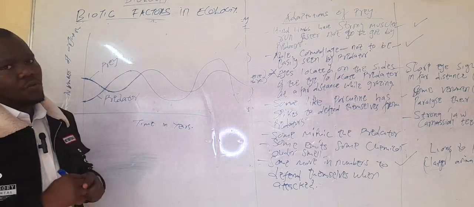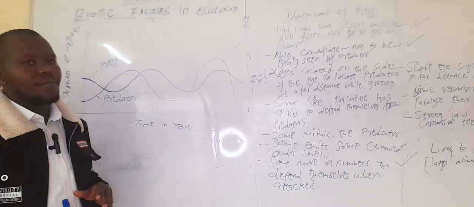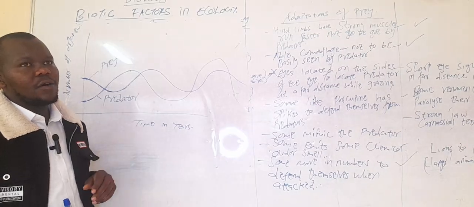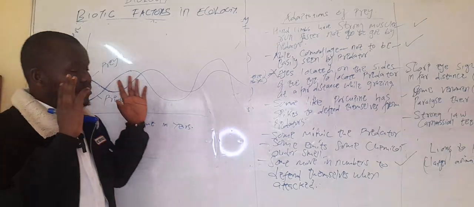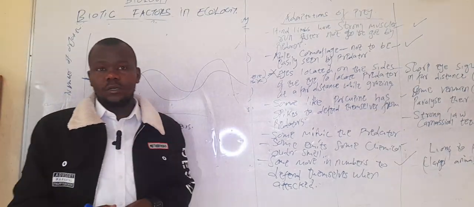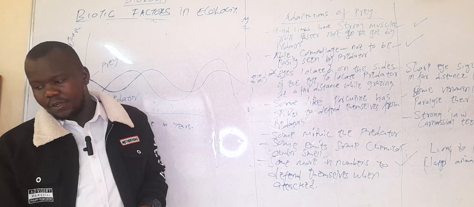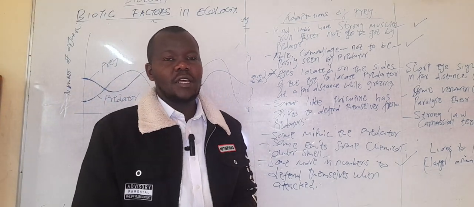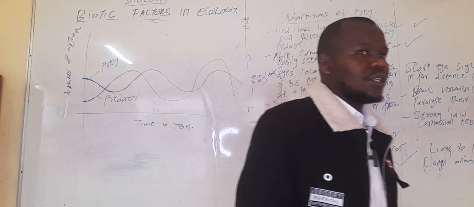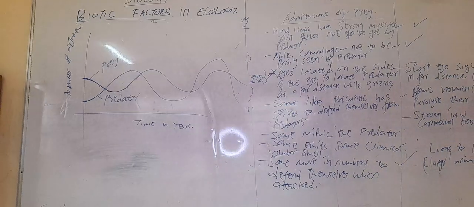And this is what we have learned today on predation. We are speaking about what? Predation. Thank you for your time. We will discuss on the other slides the other factors, which are competition, parasitism, and also symbiosis. Thank you very much.